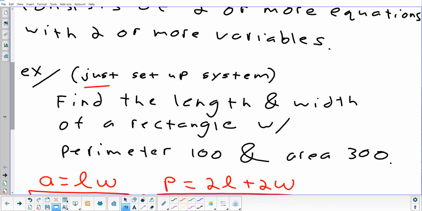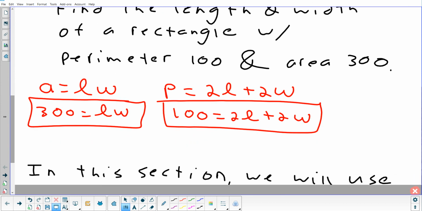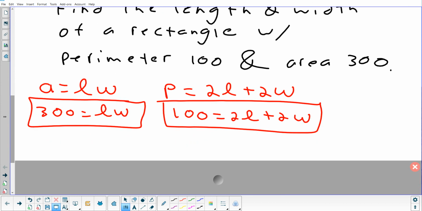So there's the 2 equations you would set up. Again, we're just setting it up. So I'm going to explain one of the methods that you can use to solve a system, and then we'll go ahead and try it on this one. Questions on that? Okay.